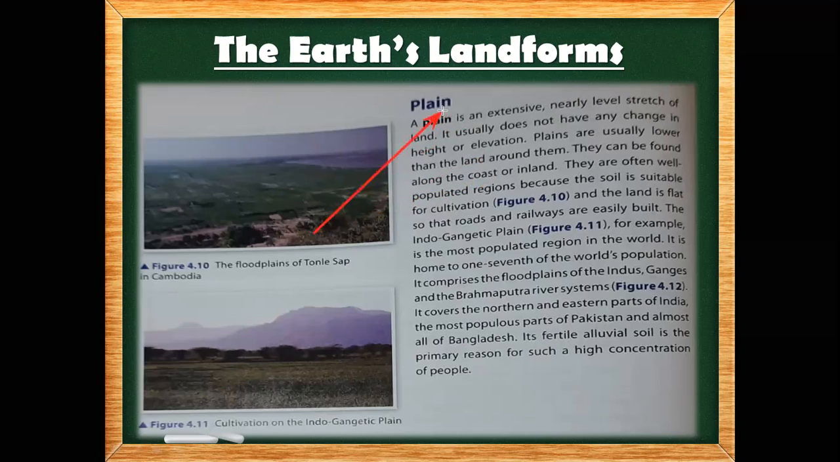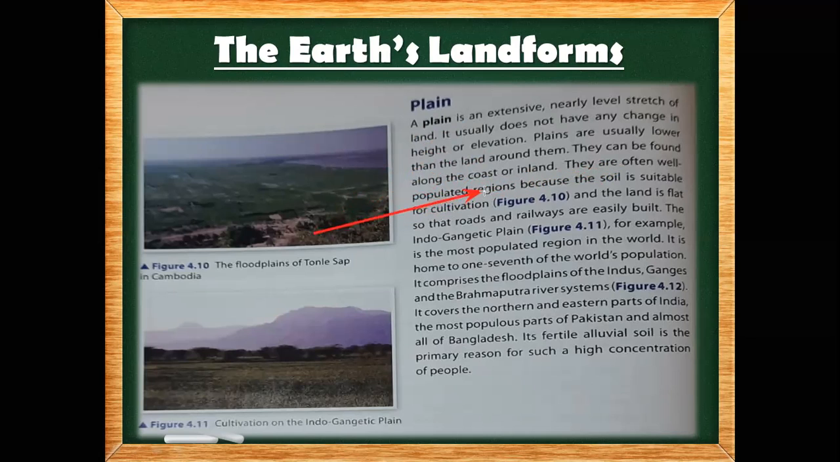The area which is straight, which is stretched, which is plain, is normally found near the sea. The area which is near the water is a coast. So it's found near the coastal area or on the inland. They are often, meaning mostly or commonly, well populated regions.